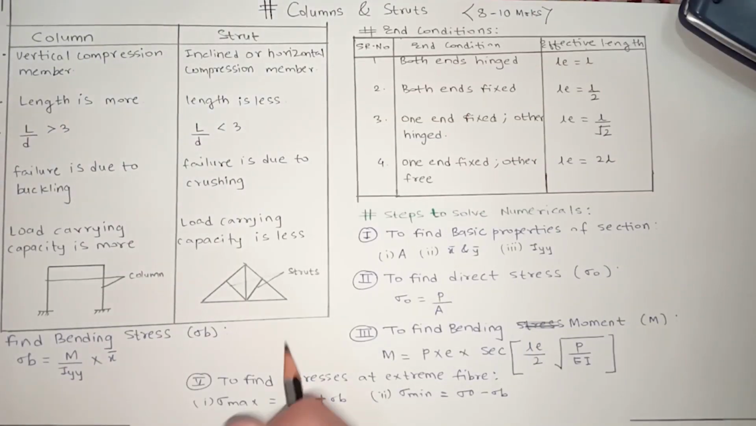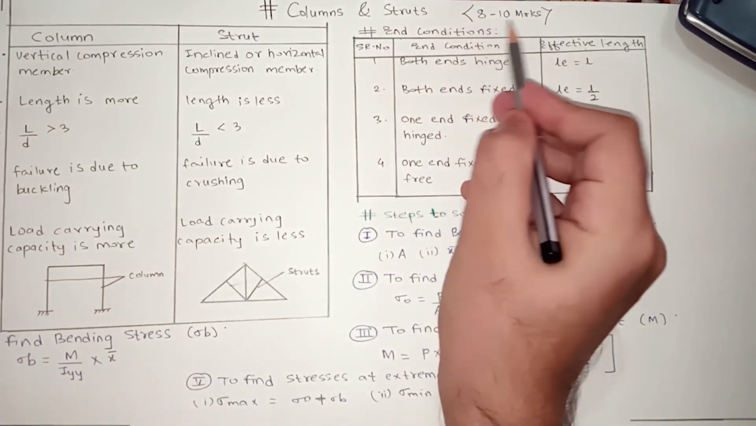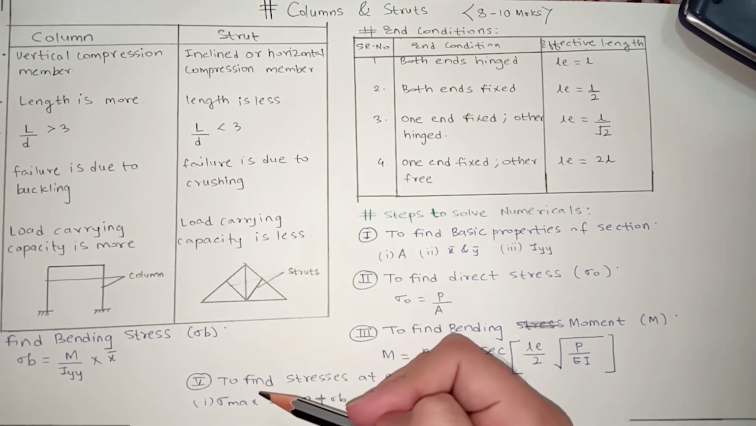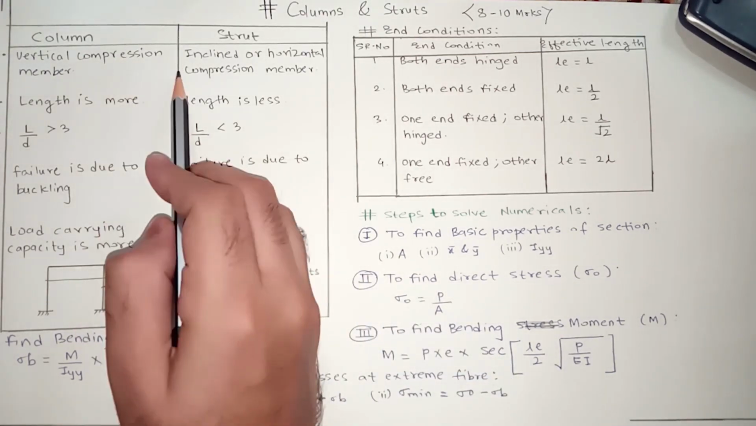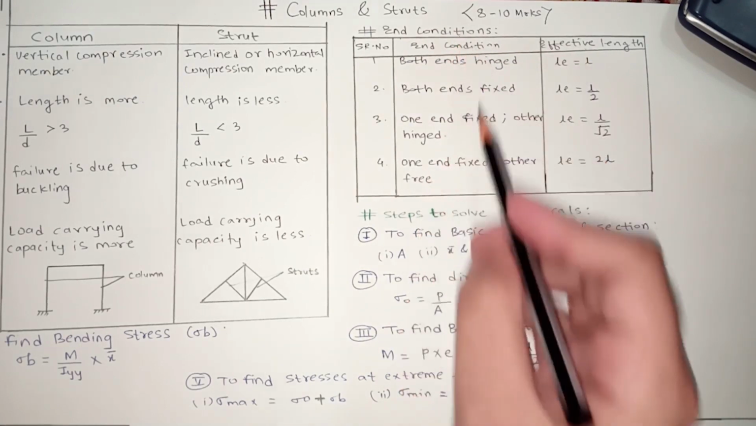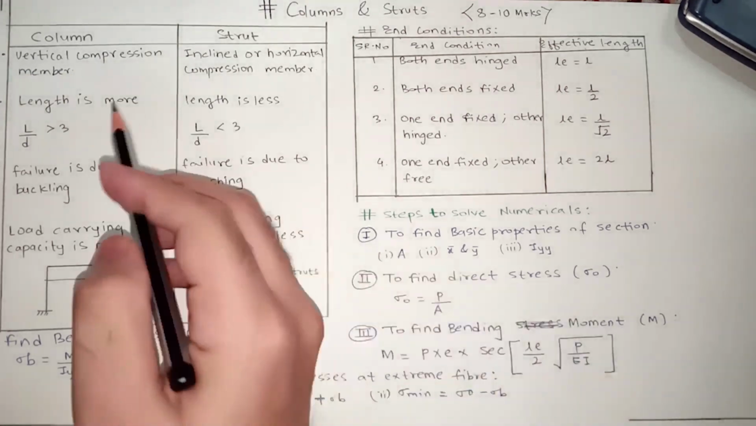Hello everyone. So today we are going to start with a new topic called column and strut, and the weightage for this topic is 8 to 10 marks. So in this video lecture I will be discussing the difference between column and strut, how to find effective length using end condition, and what are the steps used to solve a numerical. So let us start with the difference.